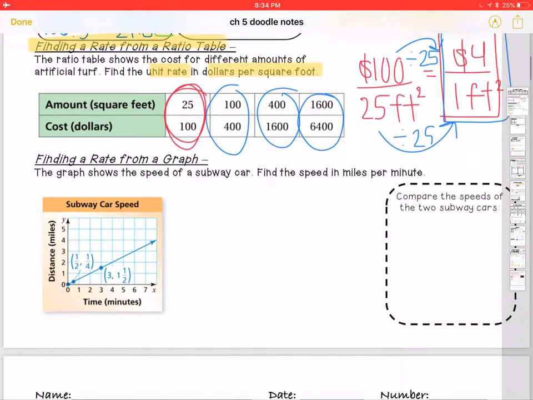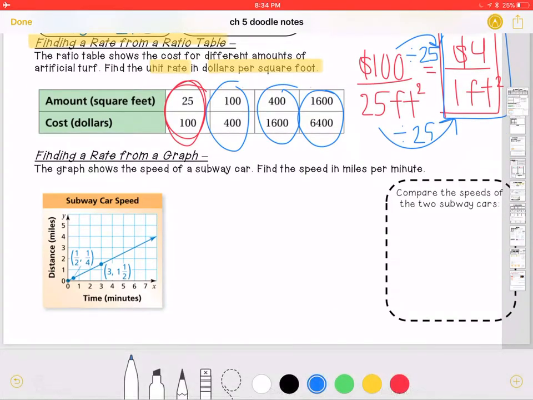Now, what if we were to find a rate from a graph? So that was finding a rate from a ratio table. Now we're going to find it from a graph. So it says that the graph shows the speed of a subway car. Find the speed in miles per minute. So I want to know how many miles it traveled in 1 minute. Well, here are 2 points. You can choose either one, but we're going to write miles over minutes.